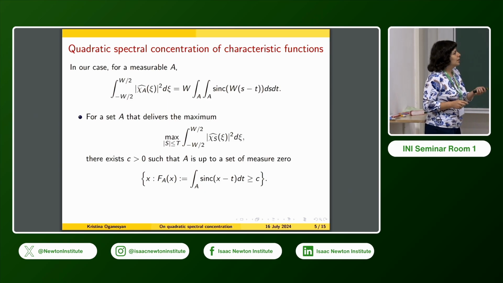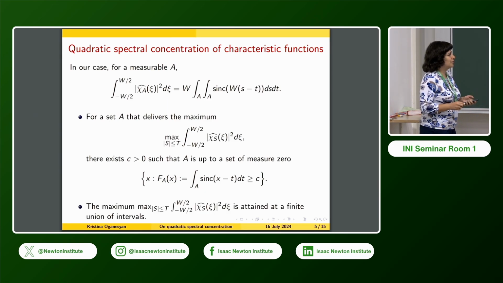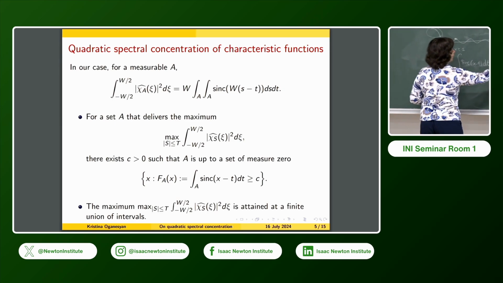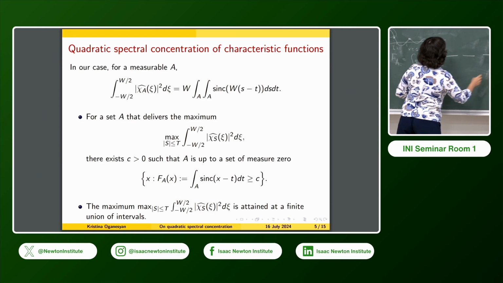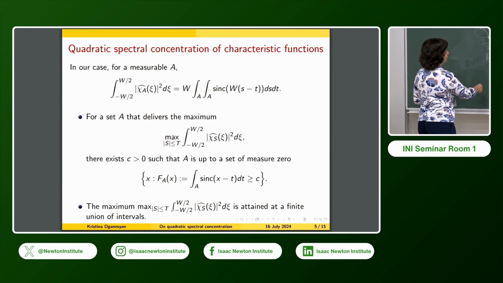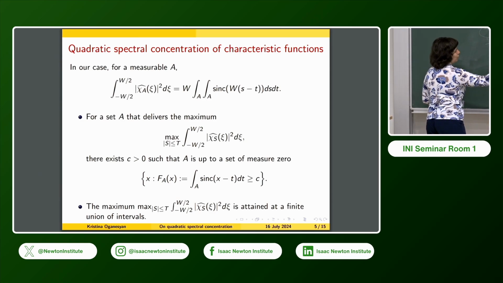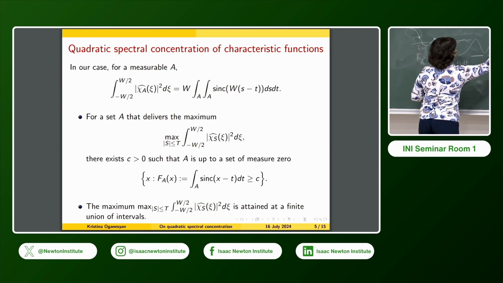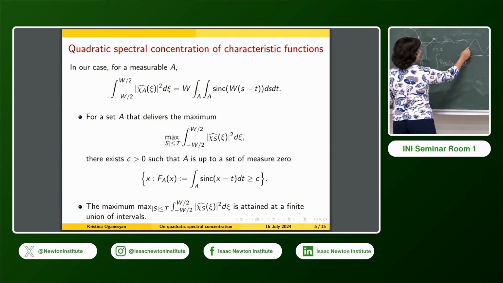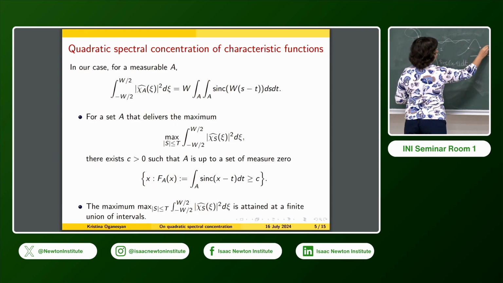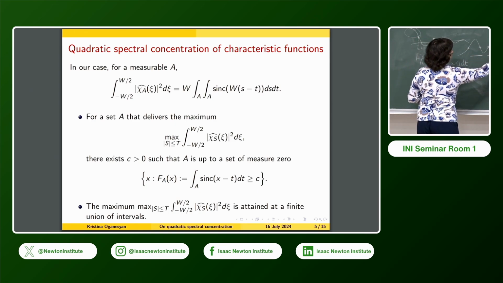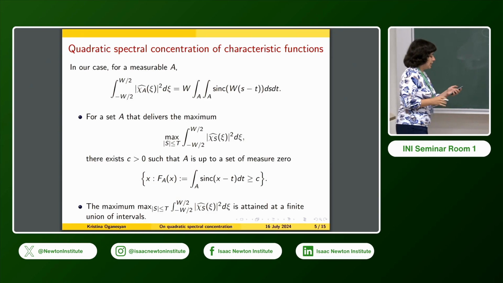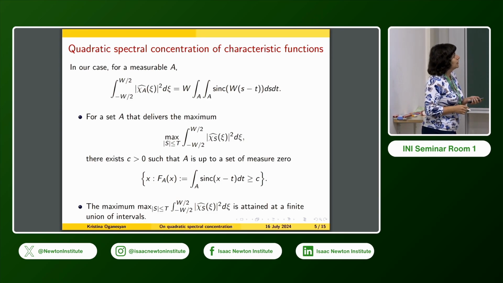This is the first point, and the second point is that it actually should be a finite union of intervals. So if I draw this finite union of intervals, I draw the f_A of x for this set, it should be something like this. Something like this, and at the endpoints of the intervals, the values should be the same. So that's what we can say at first glance about these extremizers.